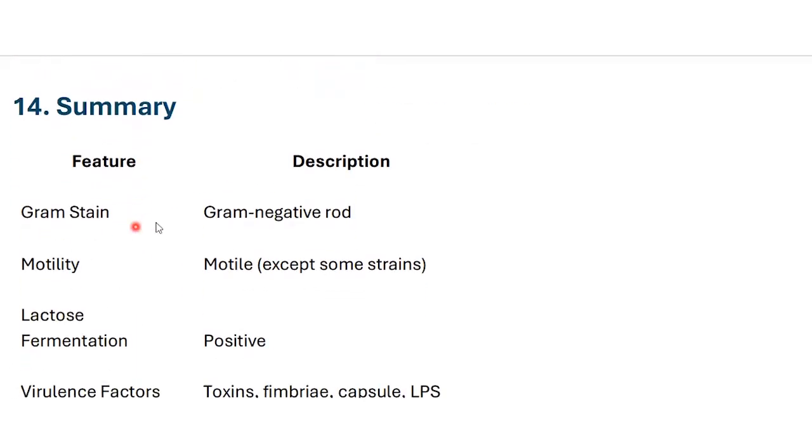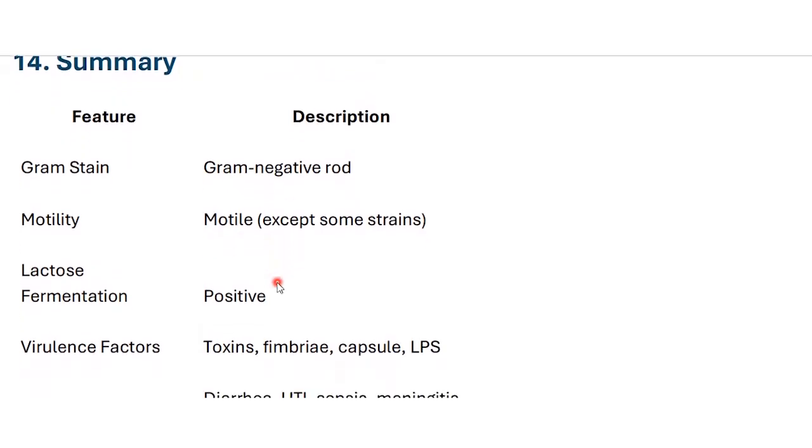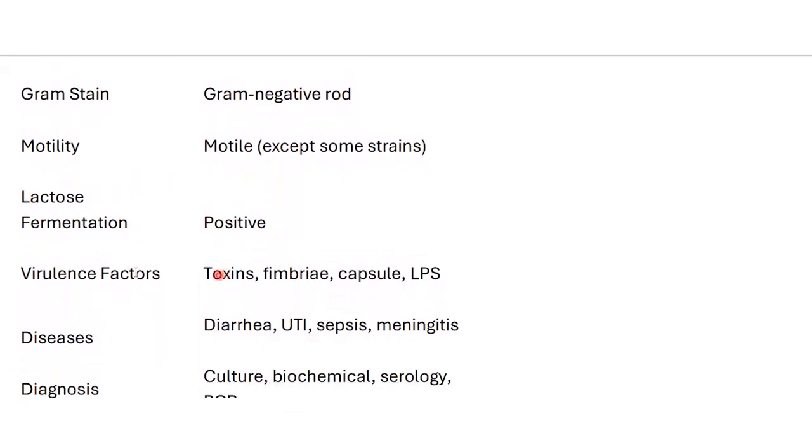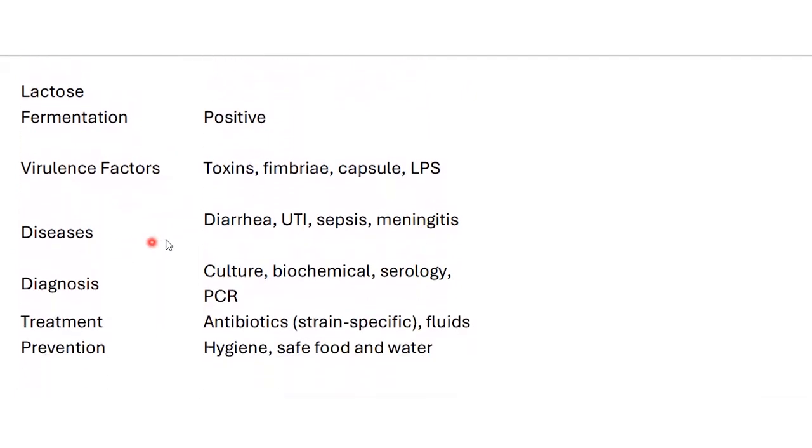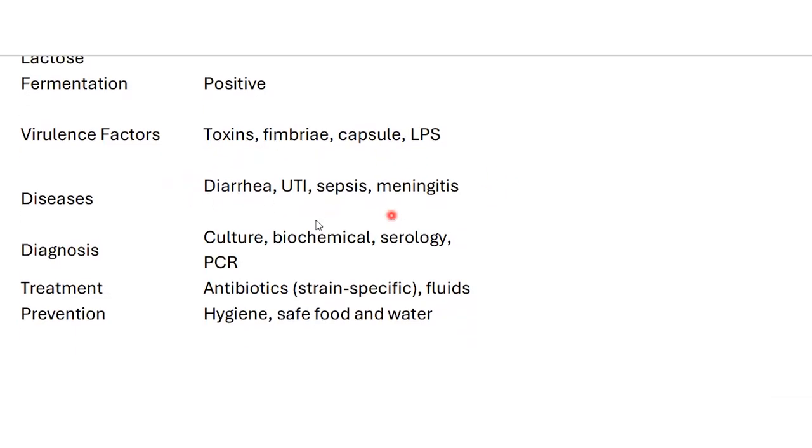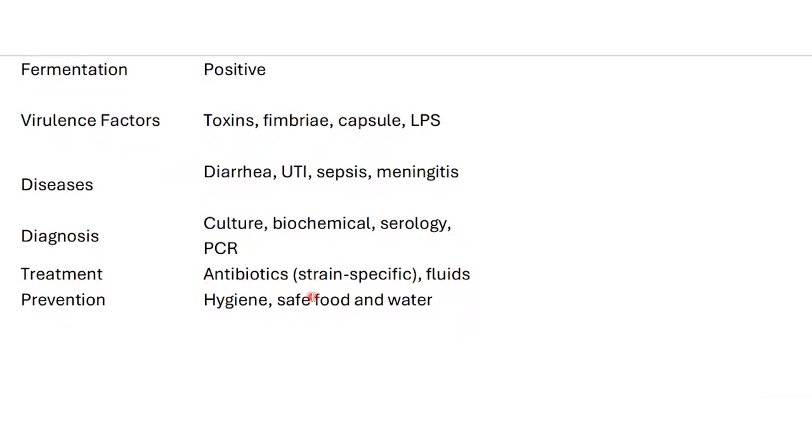Summary: gram stain, gram-negative rods; motility, motile, but there are some exceptions. Lactose fermentation, positive. Virulence factors: it produces toxins, fimbriae, capsule, and LPS endotoxin. Diseases: diarrhea, UTI, sepsis, and meningitis. These are the important diseases caused by E. coli. Diagnosis: culture, biochemistry, serology, and PCR. Treatment: antibiotics, strain specific, depending upon the strain of E. coli. That will be decided, obviously, after the culture of the bacteria. Prevention: hygiene, safe food and water.